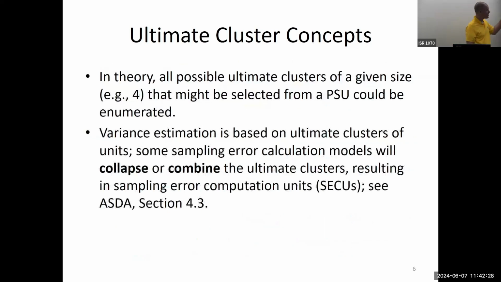Okay, so in theory, again, you could enumerate all those possible ultimate clusters of a given size that could have been selected from a PSU, and we assume that they've been sampled with replacement. So the variance estimation procedures that we're going to be talking about are based on those ultimate clusters, and some sampling error calculation models, again, are either going to collapse or combine these clusters to result in these larger sampling error clusters, which we call C groups, or sampling error computation units. I'm going to show you some examples of that. And there's more detail about how these SECUs get formed in section 4.3 of Applied Survey Data Analysis. Okay, we'll look at some examples here in a second.